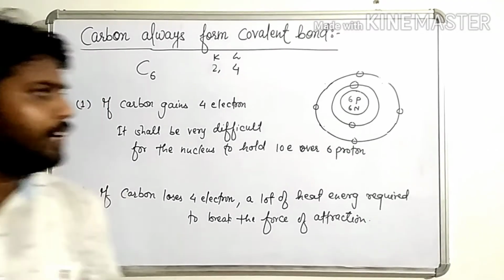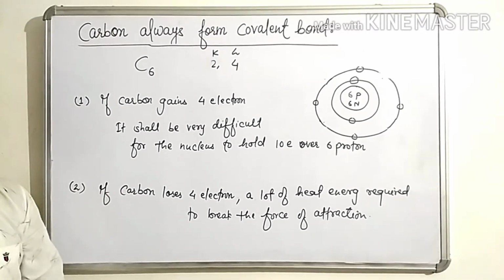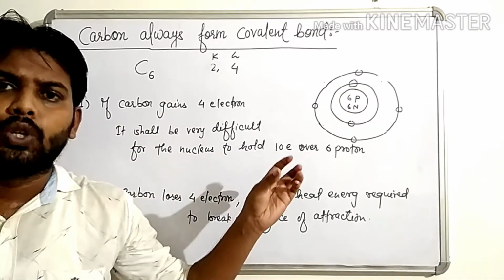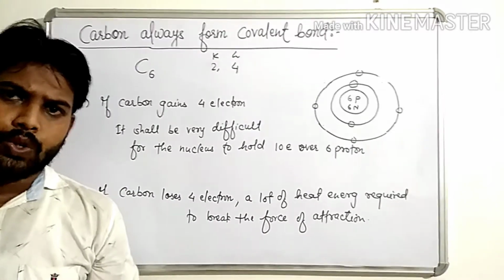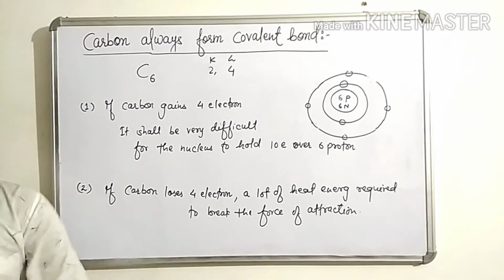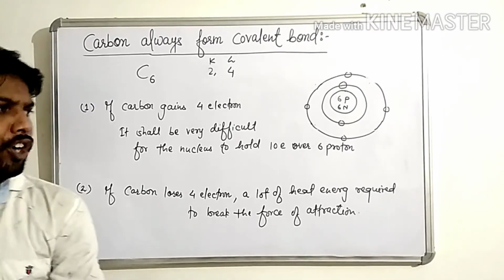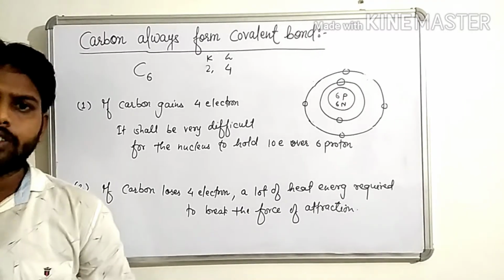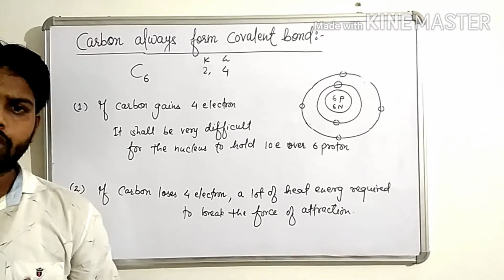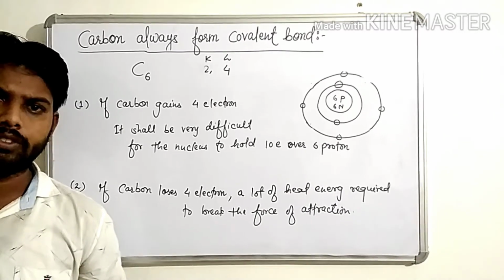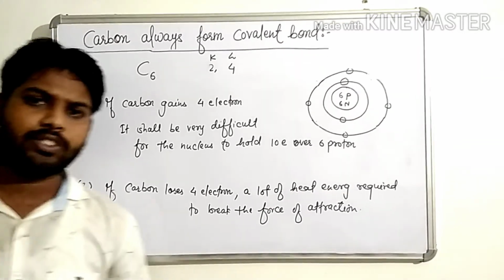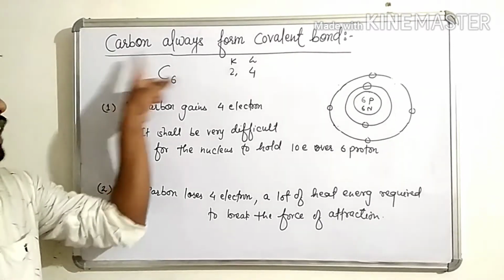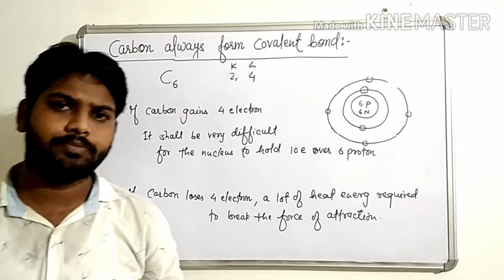Okay children, it means carbon can neither lose electrons nor gain electrons to become stable. So children, in order to overcome this problem, carbon can achieve the inert electronic configuration by sharing of electrons with other atoms. Therefore, carbon always forms covalent bonds. Okay children?